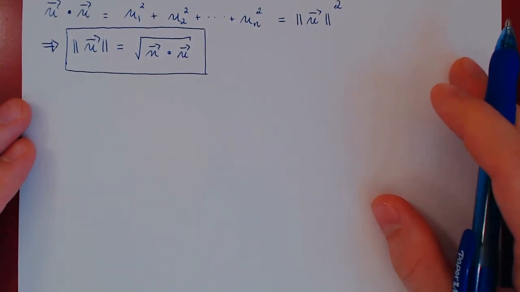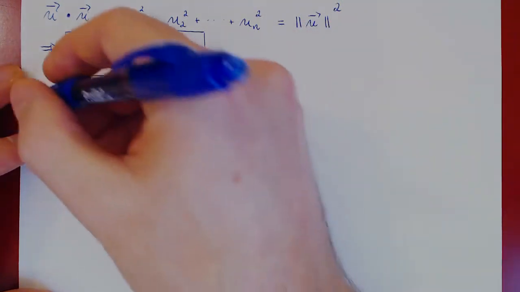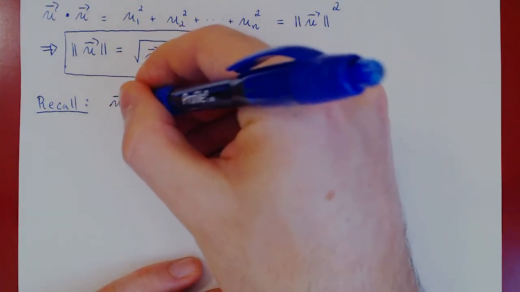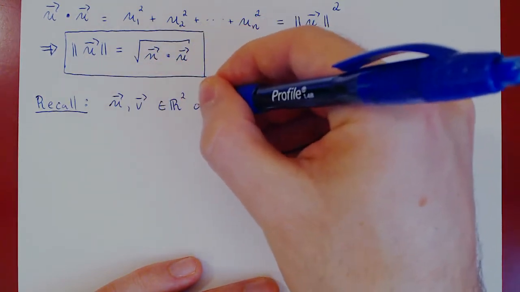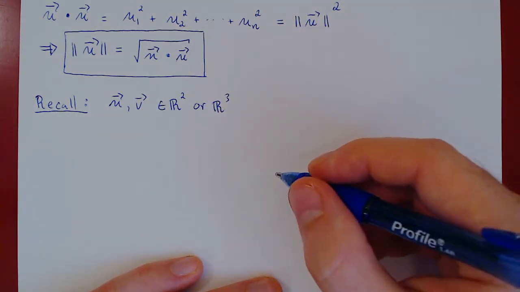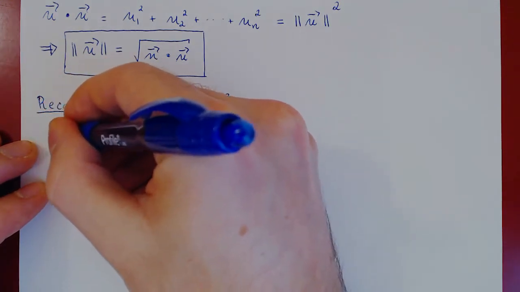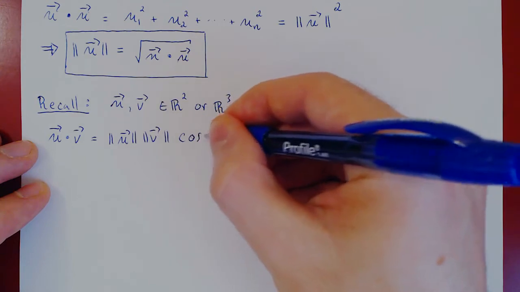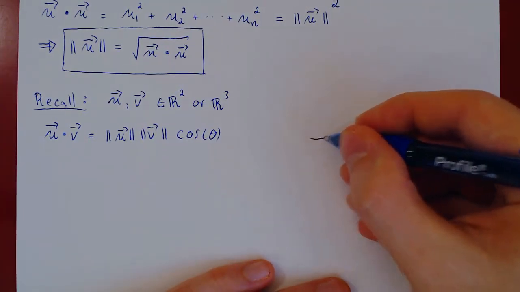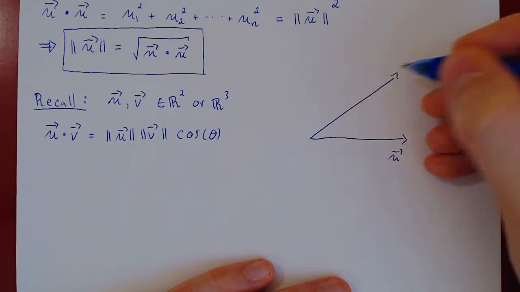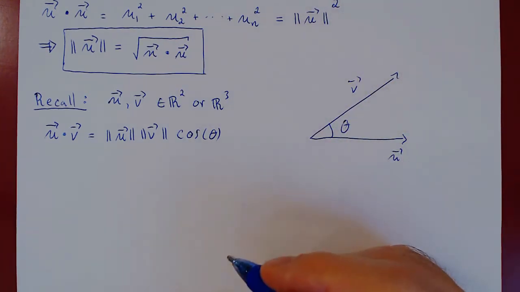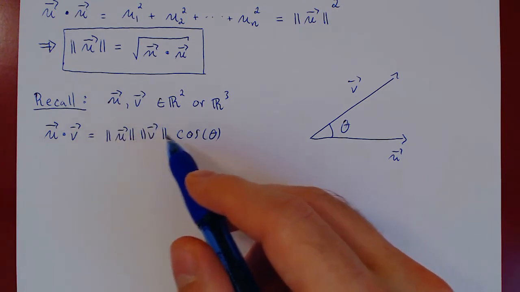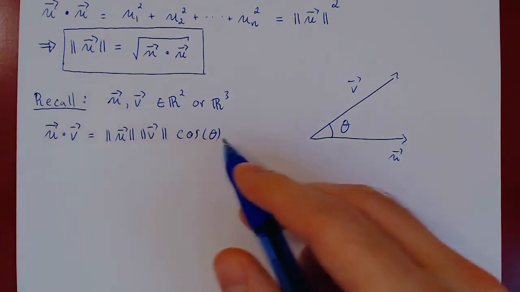So let's recall how we were able to find the angle between two vectors in R2 and R3. If you have two vectors, u and v, that belong to either the two-dimensional space or the three-dimensional space, we had the familiar equality where the dot product between u and v was simply the norm of u, the norm of v, times the cosine of the angle between u and v, right? If you visualize that, this is, say, vector u, this is, say, vector v, and you have the angle theta between u and v. So there was a very nice geometrical interpretation of the dot product: the length of u times the length of v times the cosine of the angle between the two vectors.